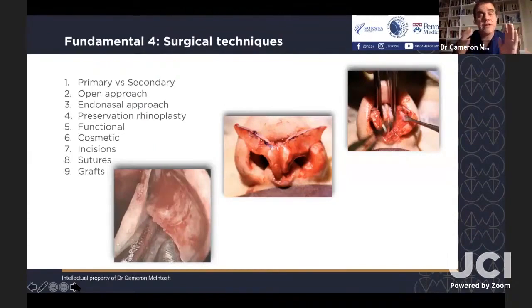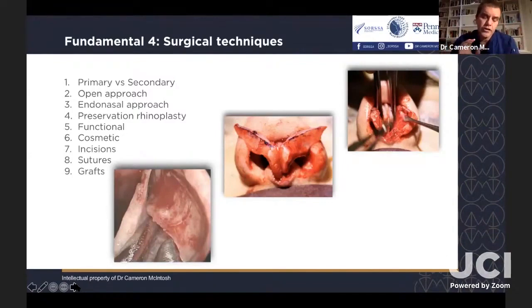So remember the 3 steps. We're opening something, we're correcting something, and we're closing something. And to correct things, we're correcting them with 2 things. We're correcting them with sutures and we're correcting them with grafts. So these are the basic surgical techniques that we're going to teach you.